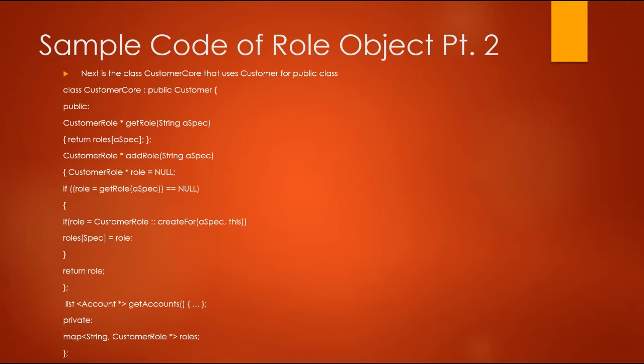Then you have the next one, the customer role's addRole, and each one has its own implementation of what it's doing, filling their roles for each object. This has been seen just in the sample code.